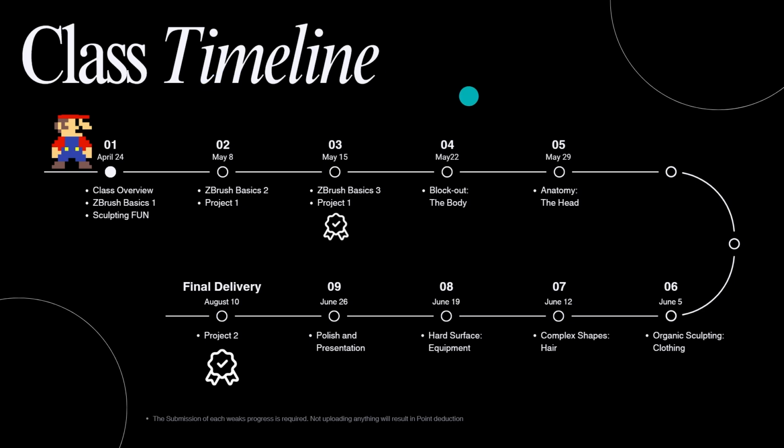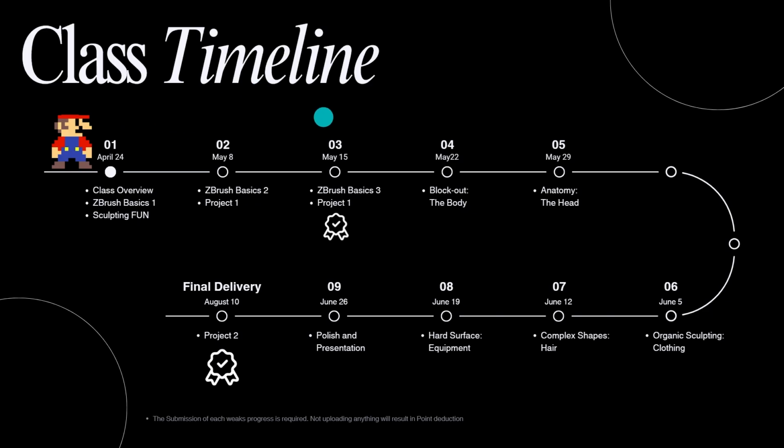And here is our small, I like to call it the Mario map. This is what our class timeline looks like. Today we just go over what this class is and the first ZBrush basics, and we're gonna have a small project where we do some sculpting just for fun.